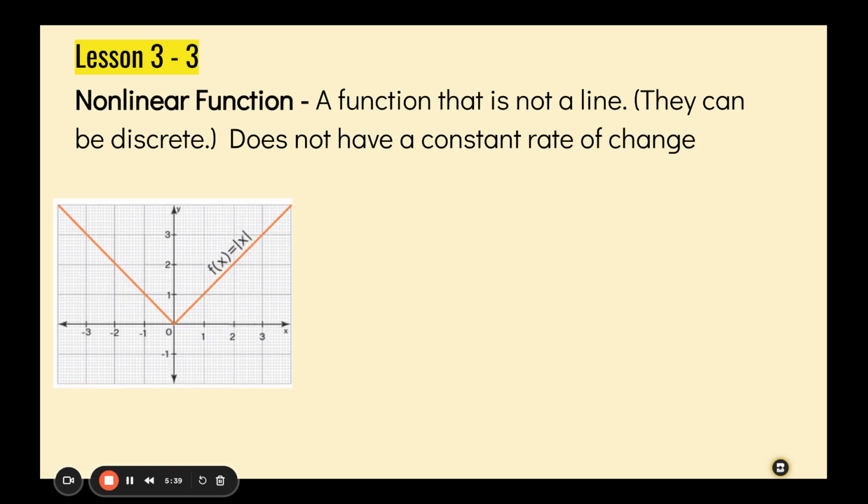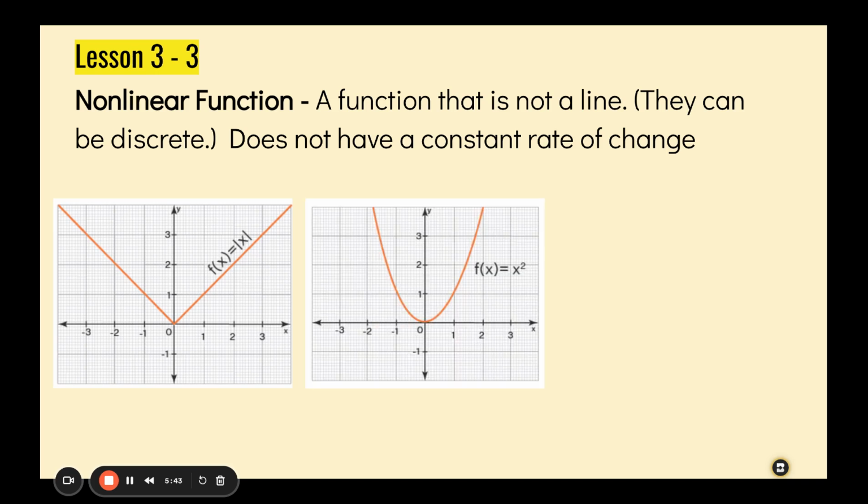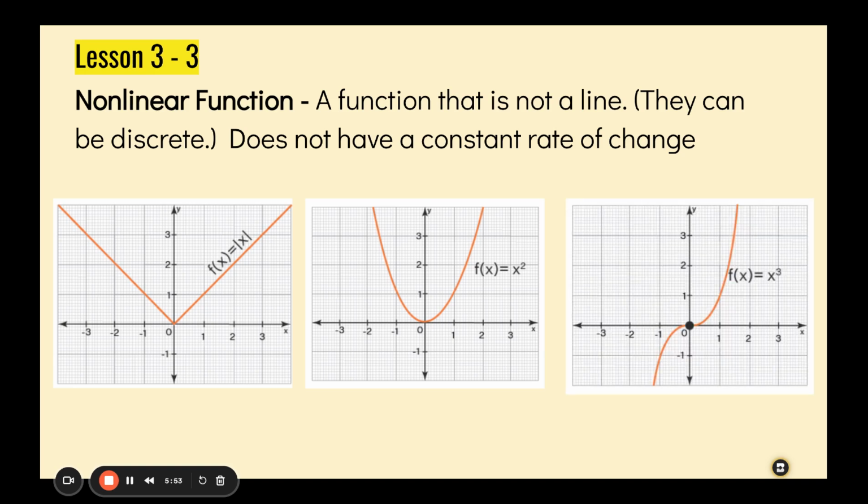So that is an absolute value. It doesn't have a constant rate of change. This is a quadratic, or the picture is a parabola, but it's a quadratic. This is a cubic function. Okay, they're functions, all of them are functions, but they don't make a straight line.